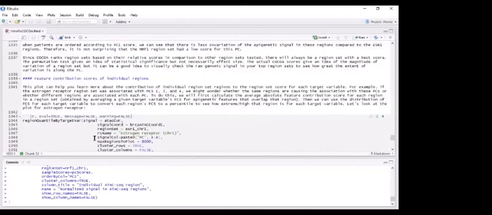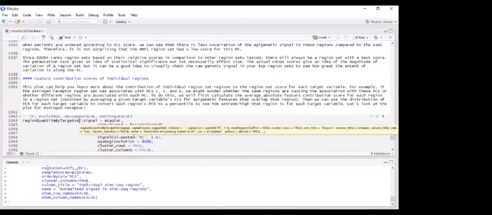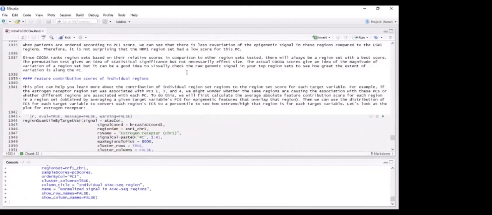I'm not going to cover these because we already covered them for DNA methylation. But now we're going to move on to some tips for using COCO effectively. But first, I'll just make sure we get any questions out of the way.